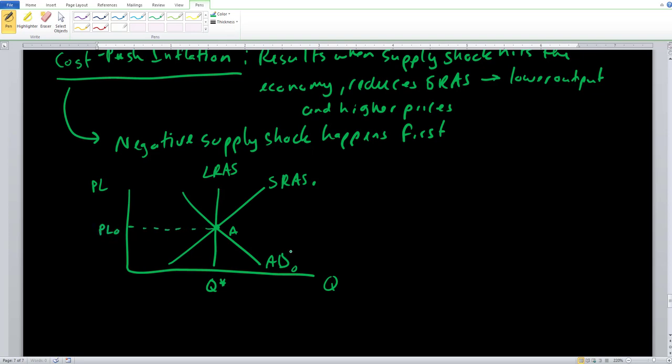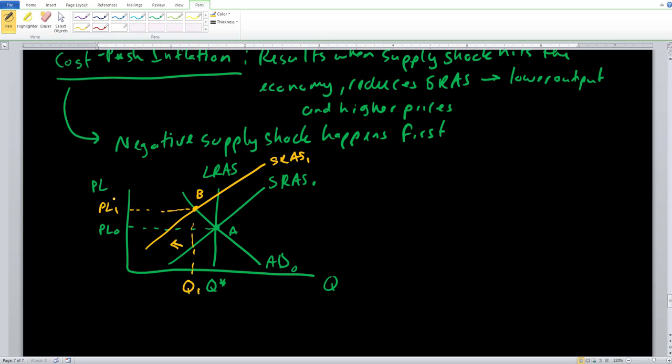So once again, start off with a negative supply shock. I'll draw this in orange right here. SRAS is going to be affected. We're going to shift our SRAS curve over to the left, and we have SRAS1. So here we are at point B, and what do we notice about point B? We are in short-run equilibrium with higher prices and a lower amount of GDP. So we're at PL1, and we have Q1 level of GDP.